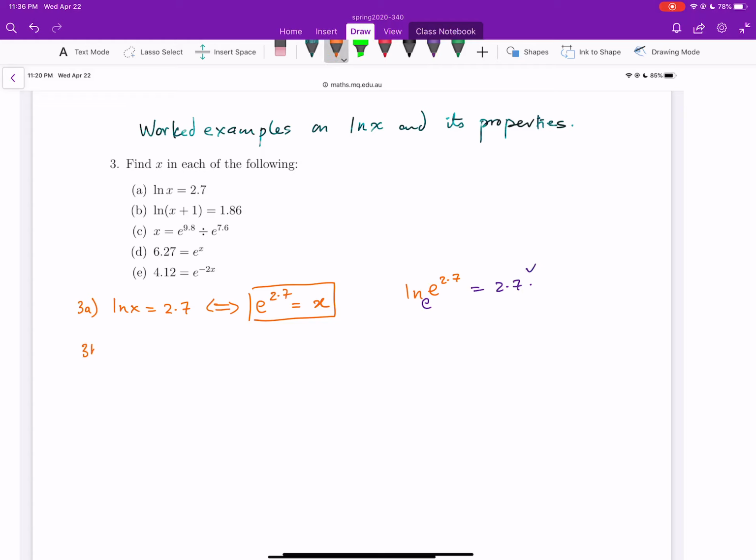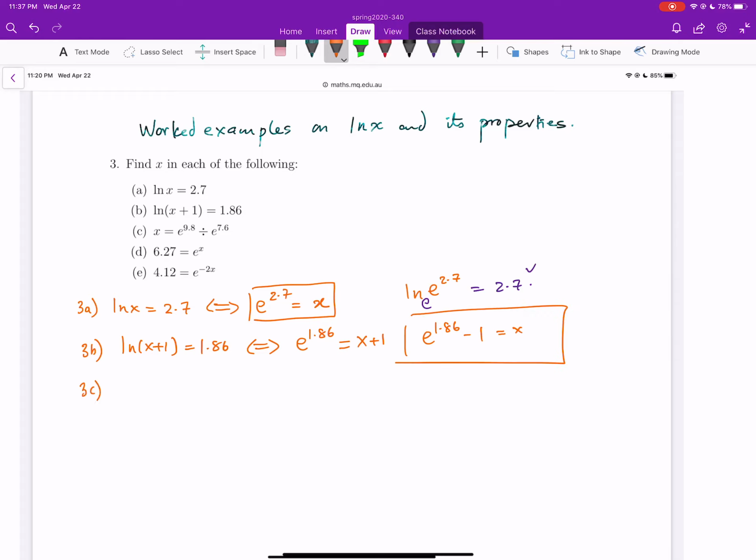Let's look at 3b. So 3b is ln(x + 1) is equal to 1.86. Again, the x that I'm trying to find is part of an ln. So for me to get to that x, I need to try and convert this into an exponential form. And in this case, what I get is e to the 1.86 is equal to x + 1. So I end up with e to the 1.86 minus 1 is equal to x.